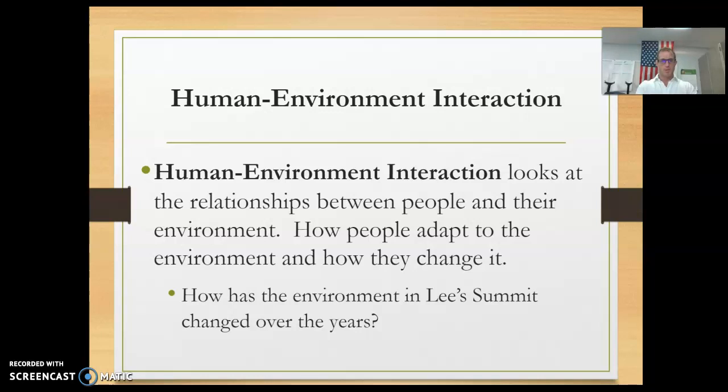Now, as far as how people have adapted to the environment, you could use stuff like people have started using solar power, wind power. Because of traffic, we've gotten Uber, and people use services like that to drive. So both of those are parts of human environment interaction. There's a lot of different facets of this, and you can look at it a lot of different ways.